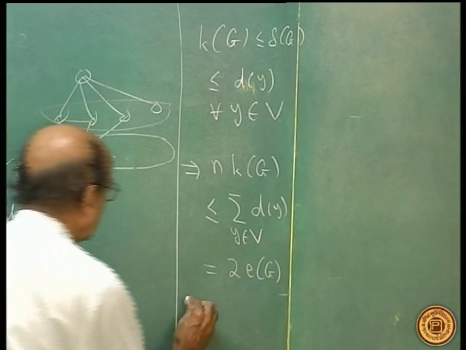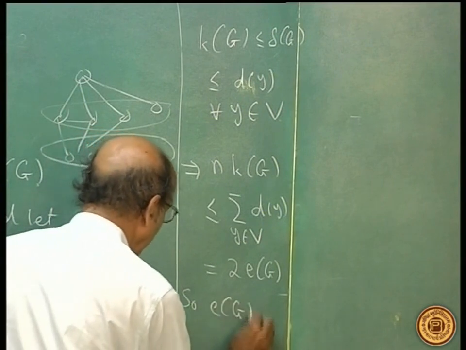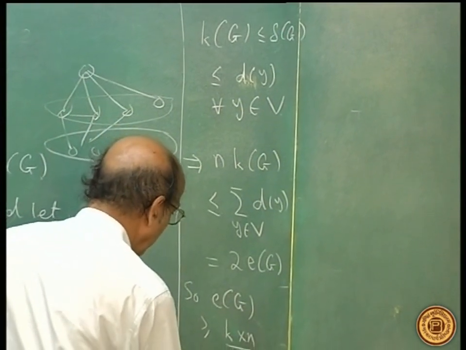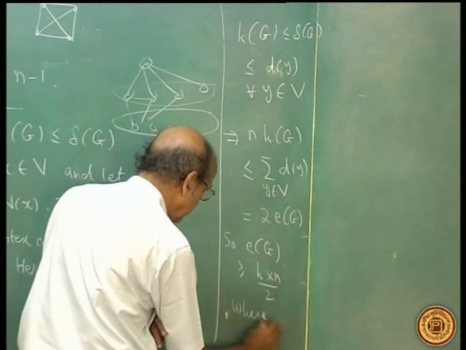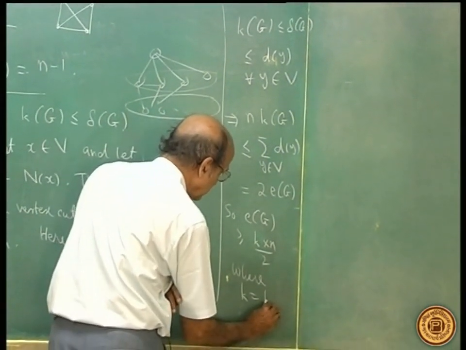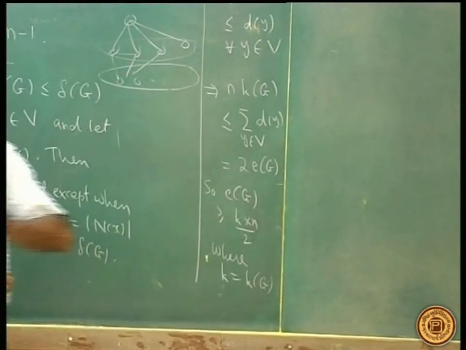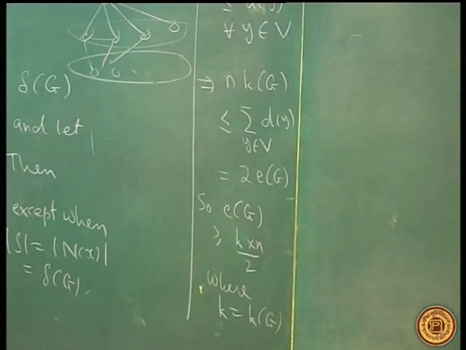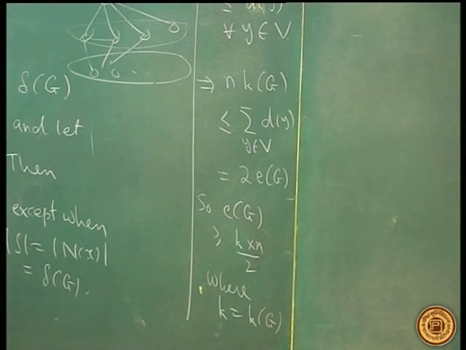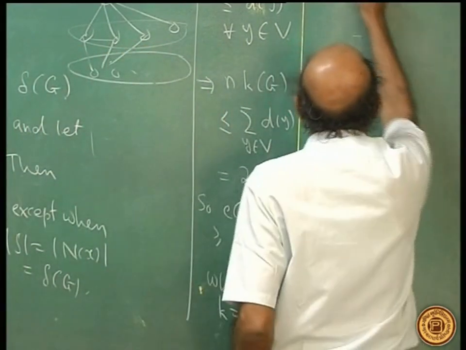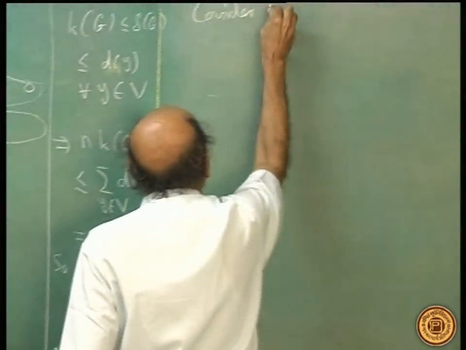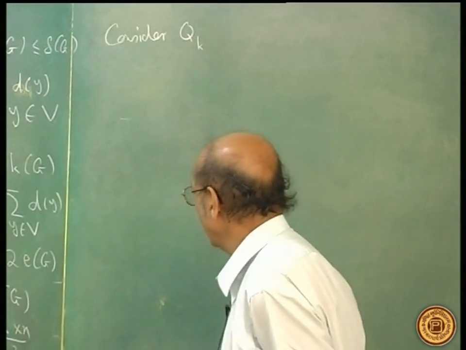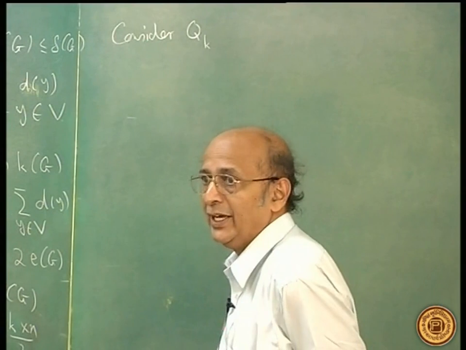So E of G is greater than or equal to k times n divided by 2, where k is equal to connectivity. Number of edges is at least this. This bound is sharp in case, so consider Q_k. What is the number of edges in Q_k? Q_k is k regular.